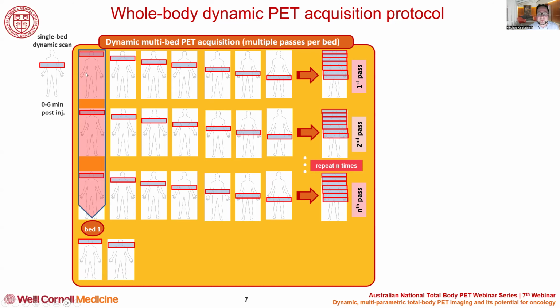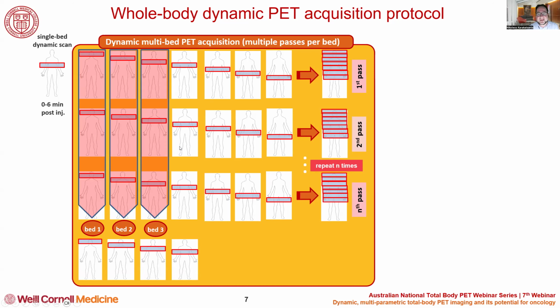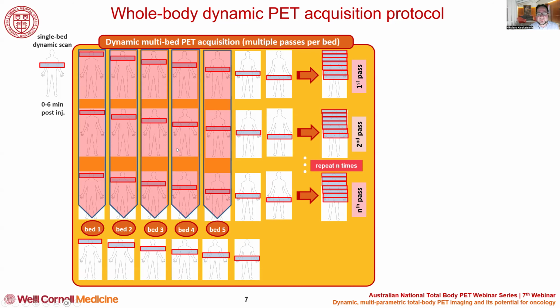And then all of a sudden for each of those passes, we have dynamic data at every bed position. So we can analyze the dynamic data at every bed position sequentially. And then at the end, we can stitch together those dynamic data from all the beds and obtain a parametric image of the whole body.